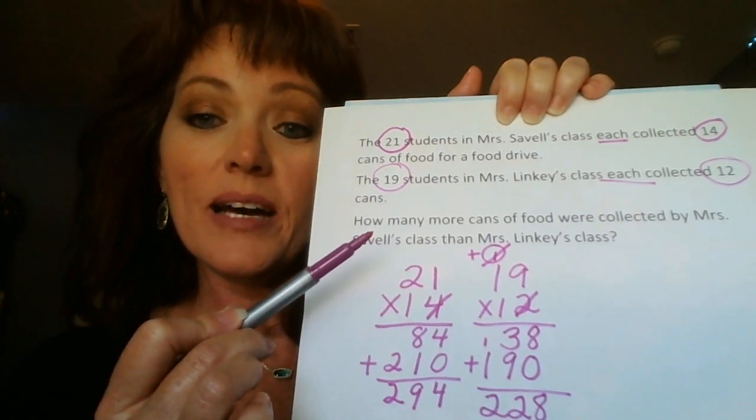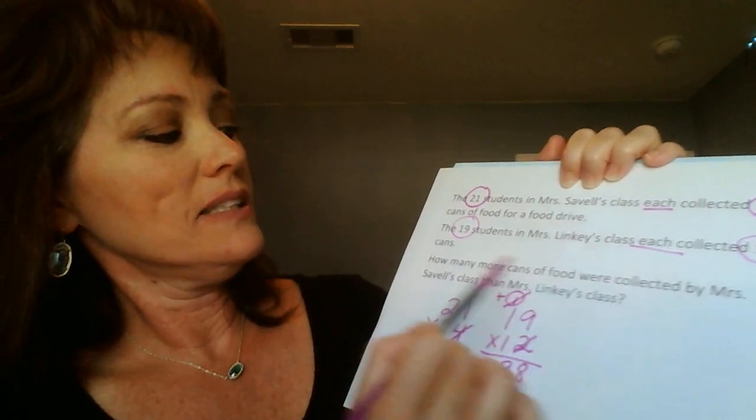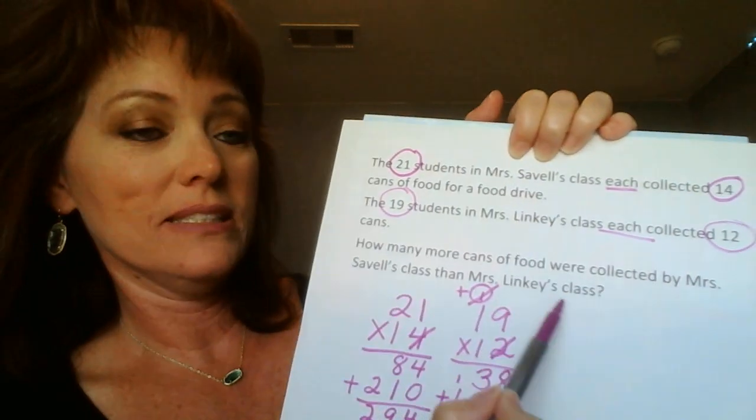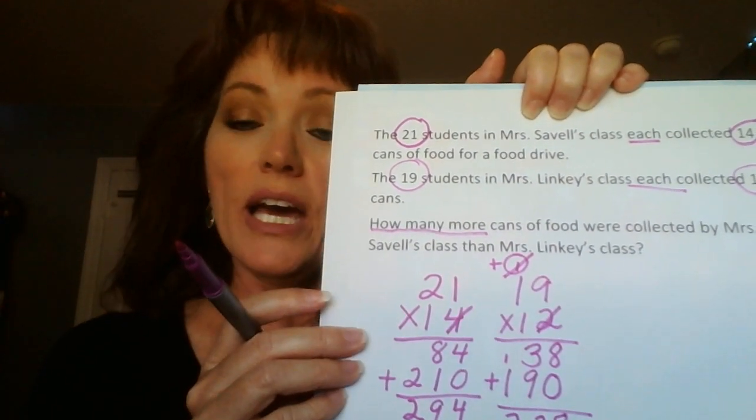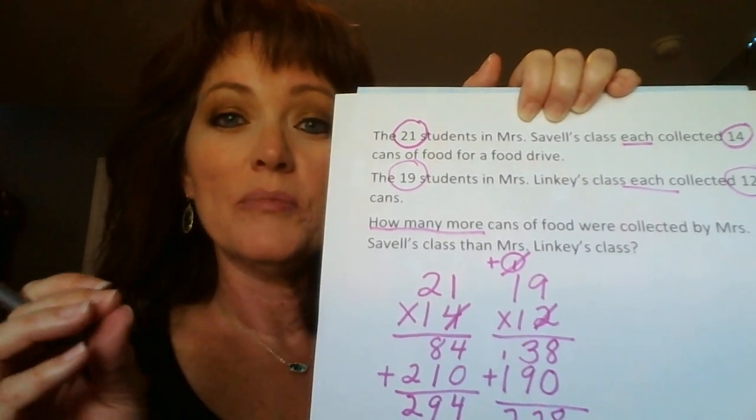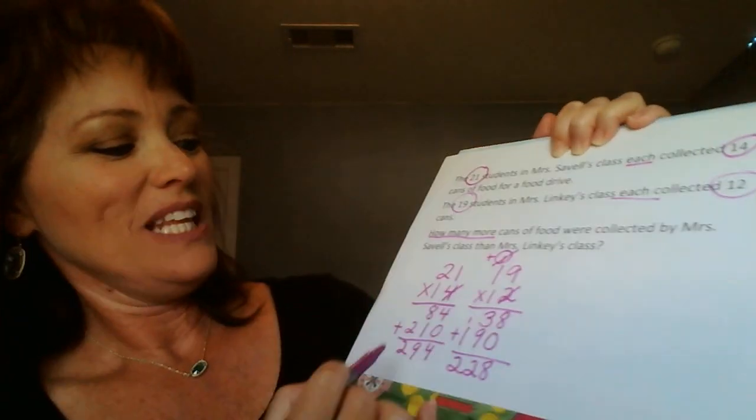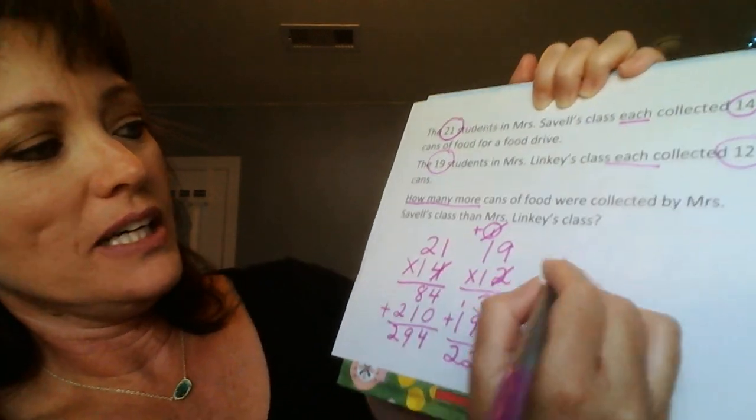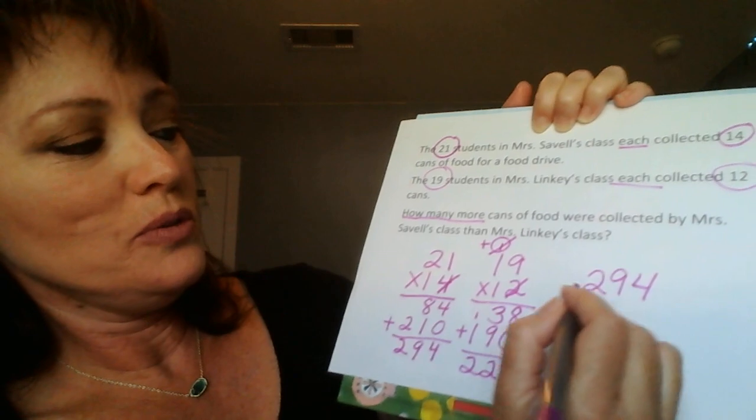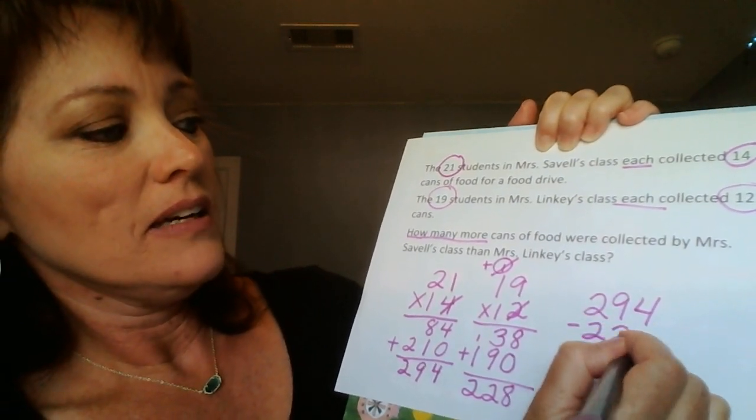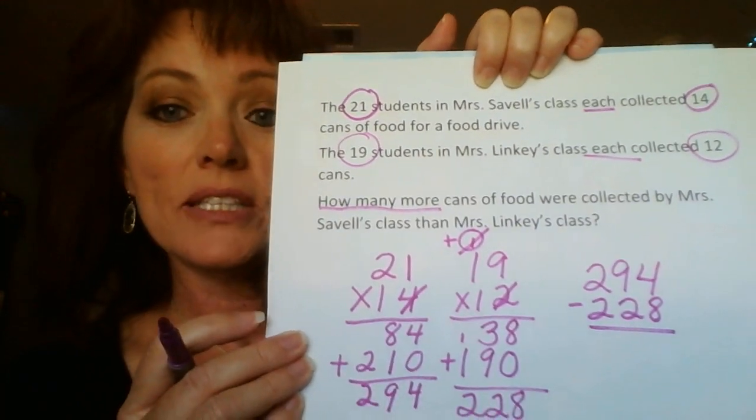The third step, how many more cans of food were collected by Mrs. Savell's class than Mrs. Linky's class? How many more? Every time you see a phrase that says how many more, almost every time you're going to subtract. So we're going to use 294, subtract 228. Always make sure you put the greater number on top.